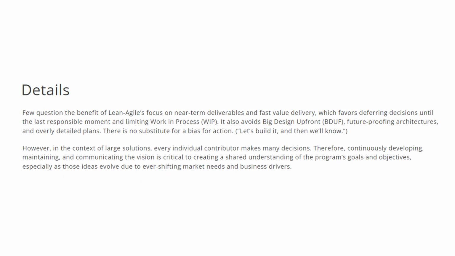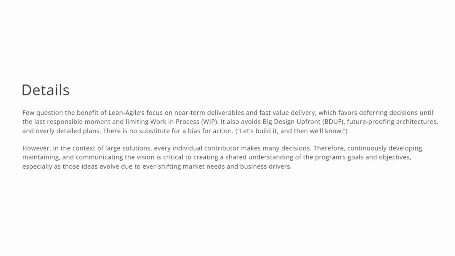Let us get into a few more details about vision. The benefit of lean agile is its focus on near-term deliverables and fast value delivery, which favors deferring decisions until the last responsible moment, limiting the WIP. It also avoids big design upfront, future-proofing architectures, and overly detailed plans. We are saying to do a simple design, so no big design upfront.